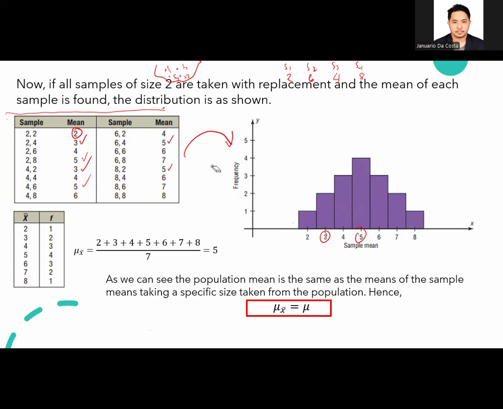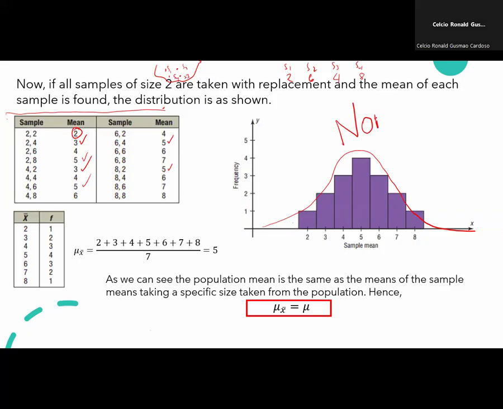So by here you plot it, and what does this table look like? What does this table look like? It looks like a pyramid. Oh, what distribution? A normal distribution.